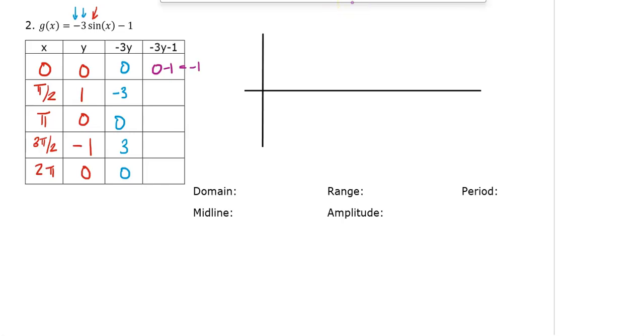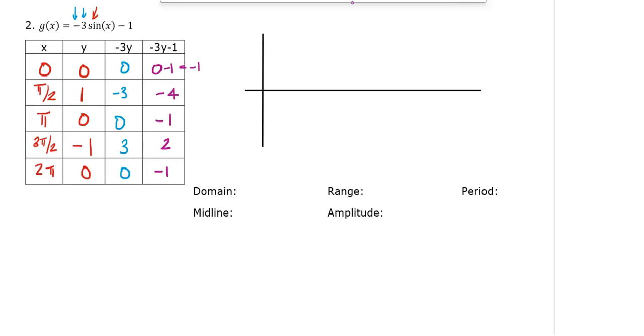That's all I'm saying. So then here, -3y is -3. And then I'm going to subtract 1 from that. So it's -4. 0 minus 1, -1. 3 minus 1, 2. 0 minus 1, -1. So you see I'm going -1, -4, -1, 2, -1.